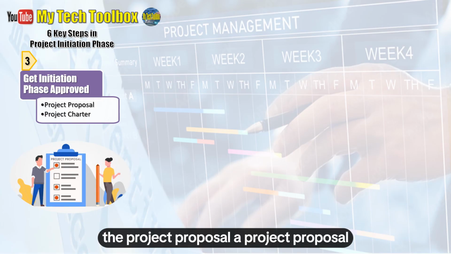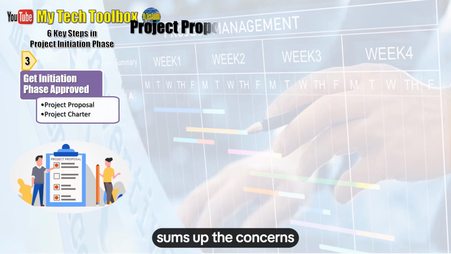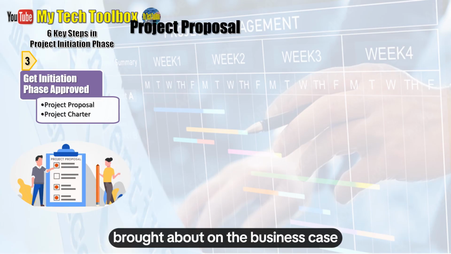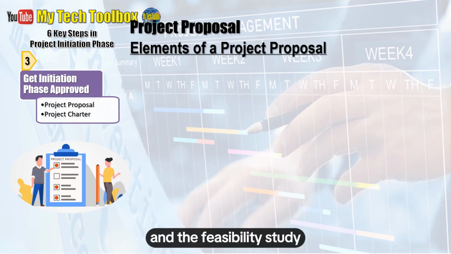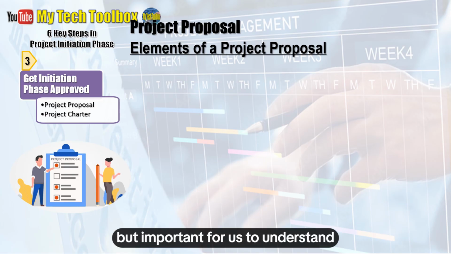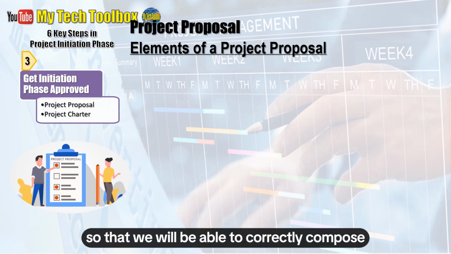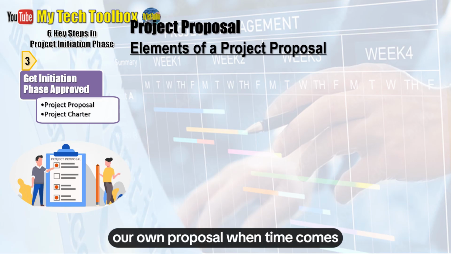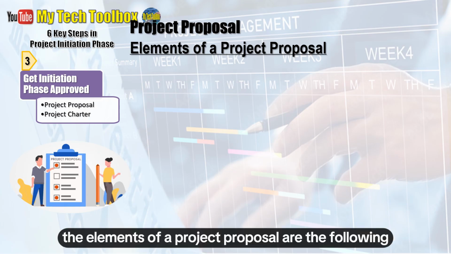The project proposal. A project proposal sums up the concerns brought about in the business case and the feasibility study. Those will be submitted for review and approval by higher officials and certain stakeholders. It is important for us to understand the elements of a project proposal so that we will be able to correctly compose our own proposal when the time comes. The elements of a project proposal are the following.